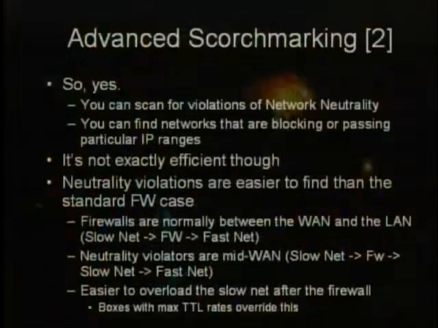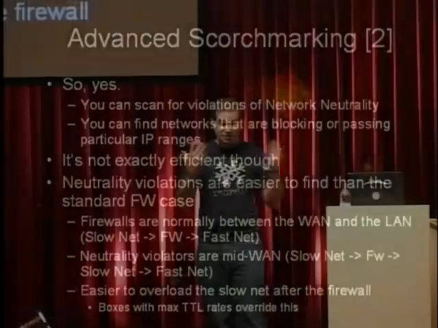Now, theoretically, these messages are rate limited. Realistically, no. You can pass as many as you want, and you'll get as many errors back as you like. It's actually kind of nice. So you can scan for violations of network neutrality. You can find networks that are blocking and passing IP ranges, but it's not exactly efficient. You really have to have a slow link that you're overloading. Now, back in the day, you'd never have a firewall before the slow link. You'd never have a firewall in your ISP path that's preventing you from getting fast networking. Nowadays, we have new situations and thus new tools.